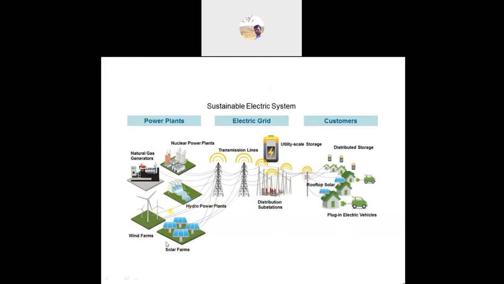So if we talk about the grid, here we have natural gas generators, nuclear, hydel, wind and solar farms. Whatever generation there is from those will be collected and distributed wherever the demand is high. If the demand is less, less power goes there. If the demand is high, higher power goes there.